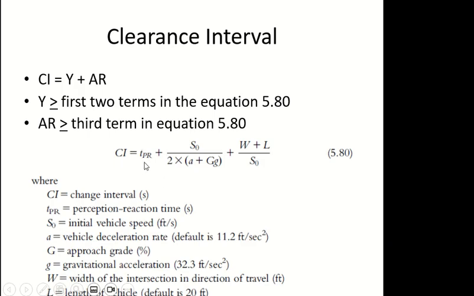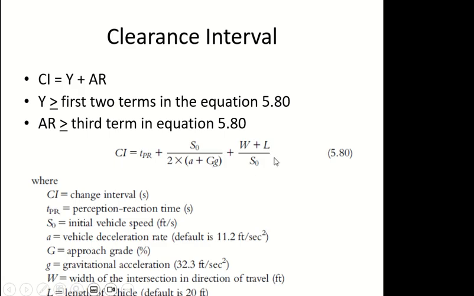This t_PR, perception reaction time, you have used in highway engineering for calculating stopping sight distance, same value. S naught is the speed of the vehicle for the lane for which you are calculating this. A is the normal deceleration of the vehicle for stopping, which is taken as 11.2 as per AASHTO standards. Capital G is the gradient. Small g is the gravity. It is no longer effective green here, it is gravity, because it's coming from the stopping sight distance equation. In that equation, small g is gravity and capital G is gradient.